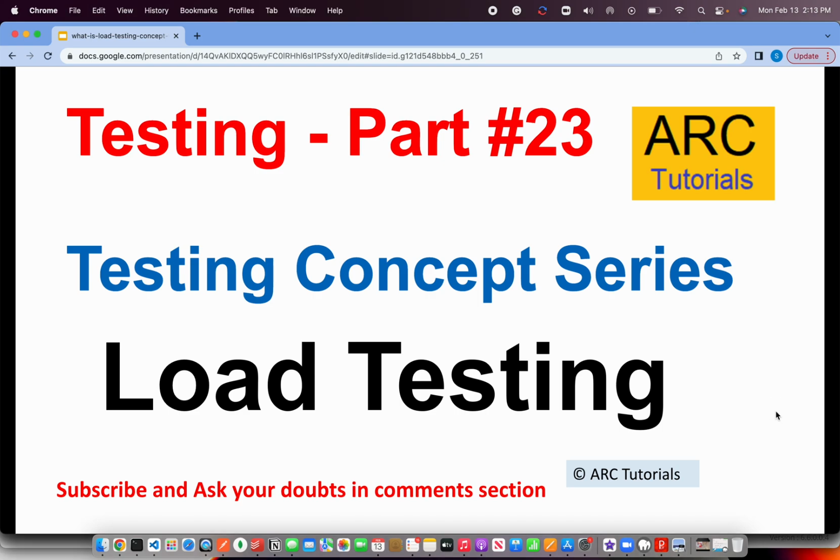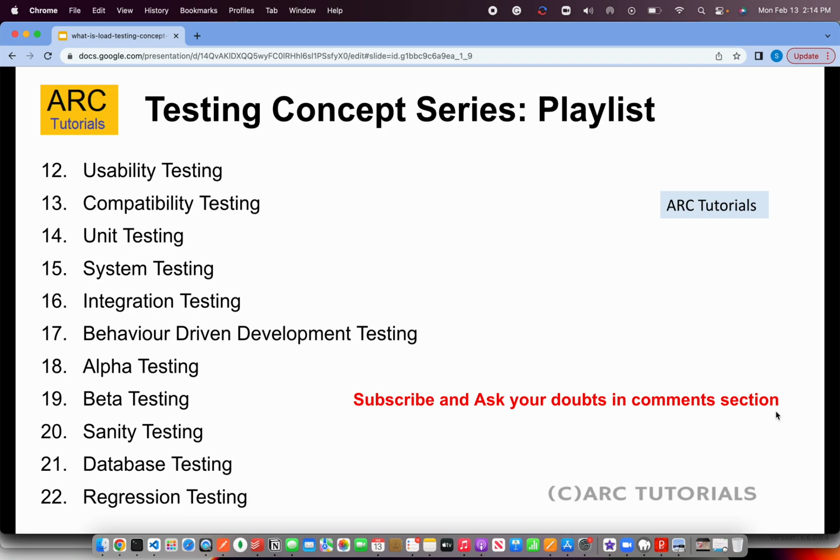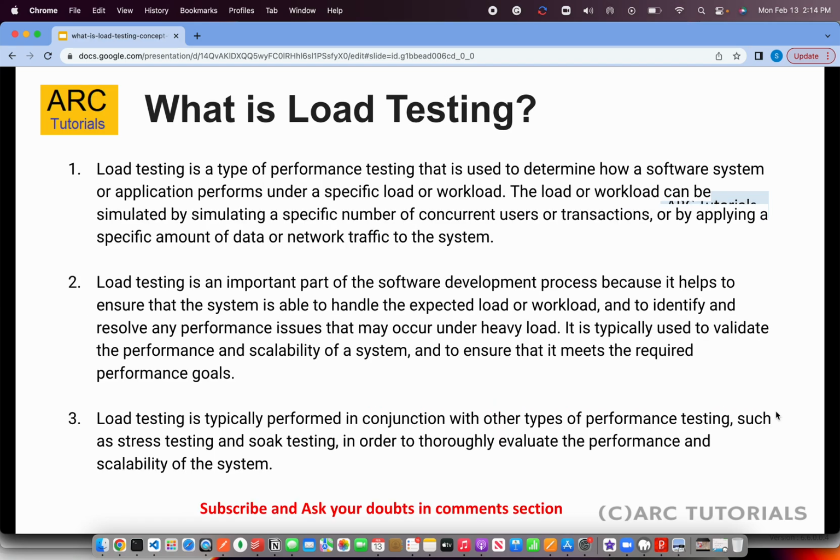Let's get started. This is the playlist I already have for the testing concept series. Make sure that you go through each one of these topics so that you can learn all the testing concepts which are equally important for both developer as well as QA teams. Today we are learning about load testing.